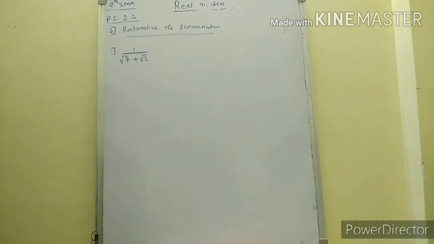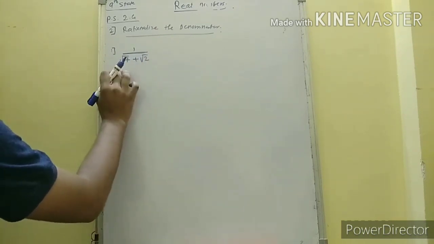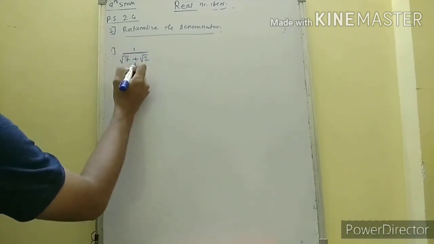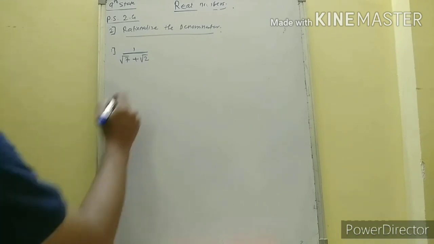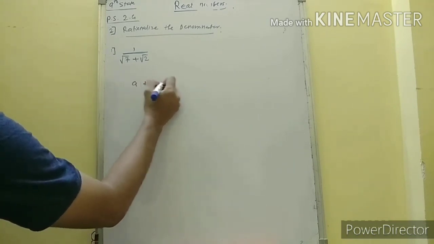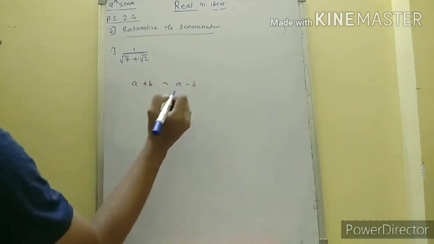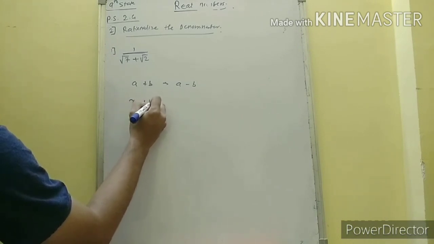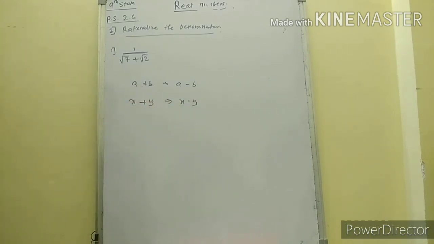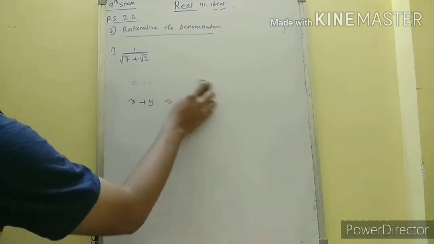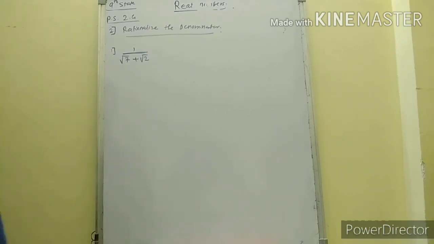Now we have a binomial term, means we have two terms. Whenever we have such two terms, we will change the sign. It is called the conjugate. See, a plus b can be written as a minus b. x plus y will be written as x minus y. You should change the sign. Okay. Now let's rationalize.